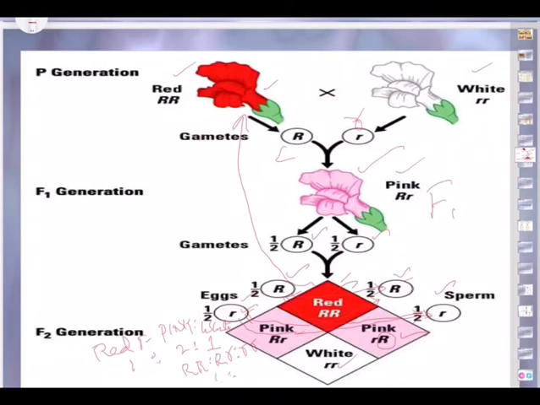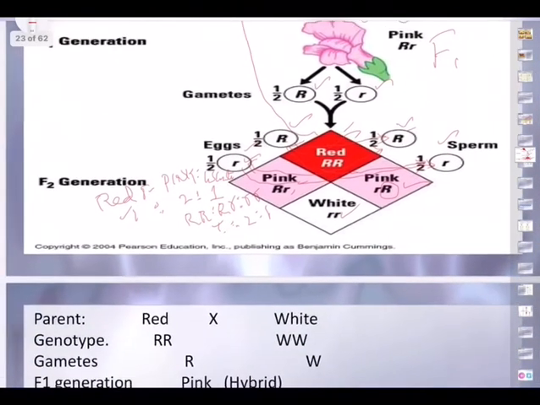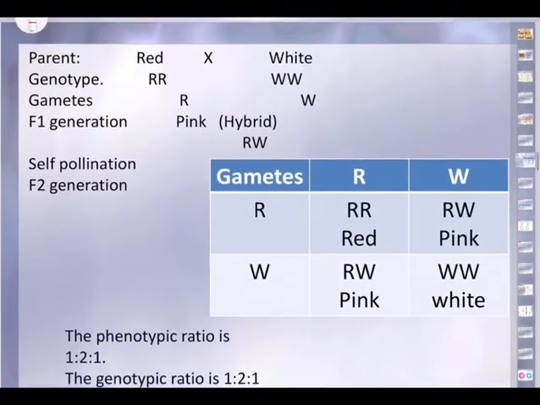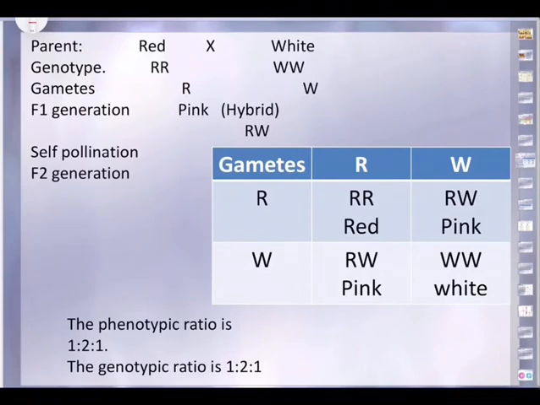What about genotype? It is capital R capital R, capital R small r, small r small r. How many capital R capital R in F2? 1. How many capital R small r? 1 plus 1, 2. And how many small r small r? 1. So 1:2:1. Phenotypic ratio also 1:2:1. Genotypic ratio also 1:2:1. That's how the deviation from Mendelian inheritance takes place in the form of incomplete dominance. So same thing, take a paper, write this, and then you understand better.